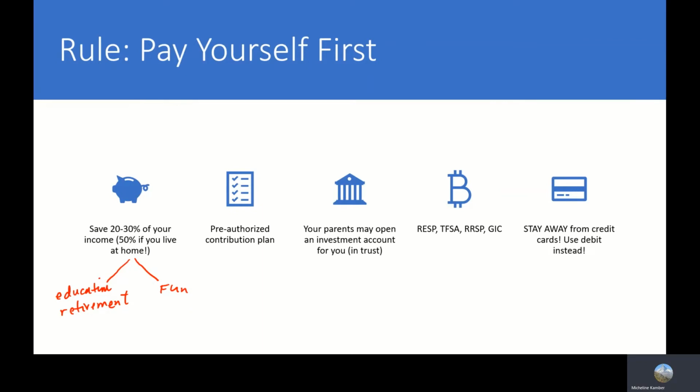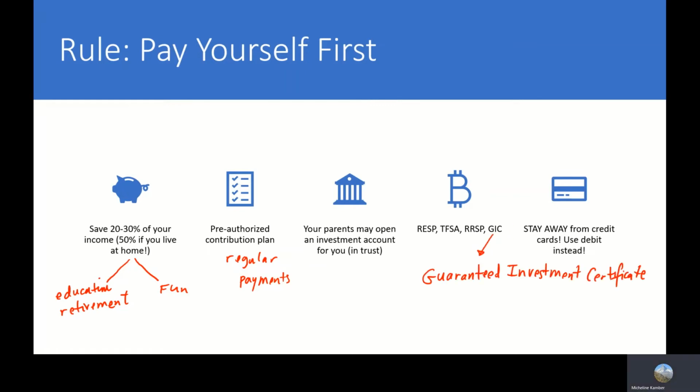It's a great idea to do a pre-authorized contribution plan. So that's what we're doing now. And it's talking about regular payments that you would be making to yourself. Your parents can open up an investment account for you that's held in trust. So if you wanted to already start investing in stocks or mutual funds, your parents could actually do that in your name. Now, some of the different things you could invest in: RESPs, we're going to talk about that in a second. That's investing for your education, tax-free savings accounts, registered retirement savings plans, and guaranteed investment certificates.